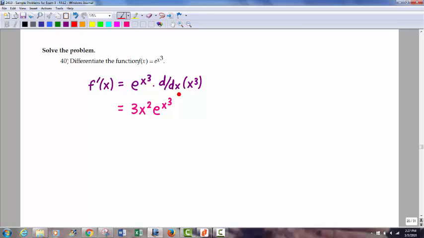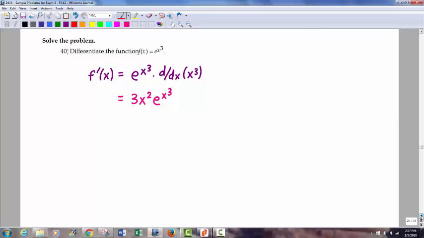And I just move this out front because usually answers will look like that, it would look a little weird to put the 3 after the e. So the derivative of x cubed is 3x squared, and then your e to the x cubed, there it is. So that's all there is to differentiating e's.